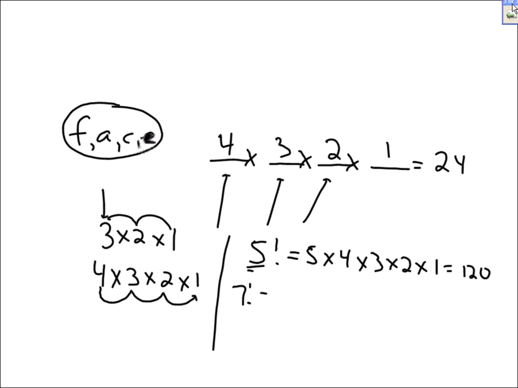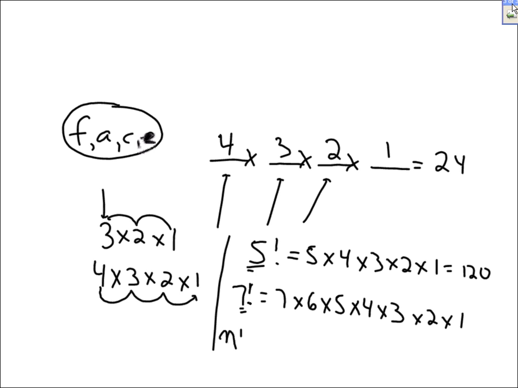7 factorial. You start with 7, and you multiply by the numbers before. 6, 5, 4. Just count backwards. 7, 6, 5, 4, 3, 2, 1. Blast off. Okay, just stop at 1. That's what 7 factorial means.